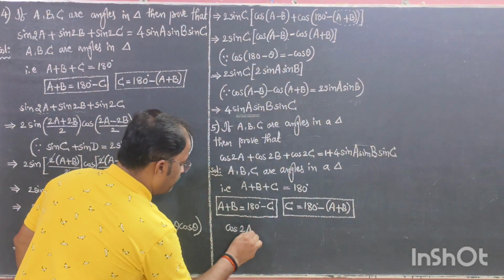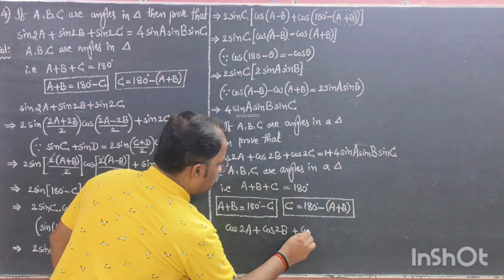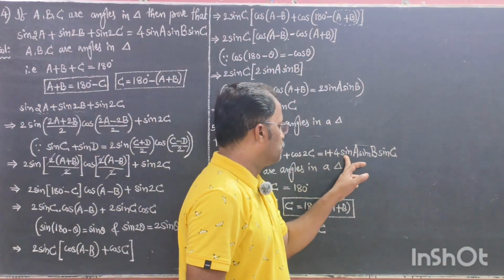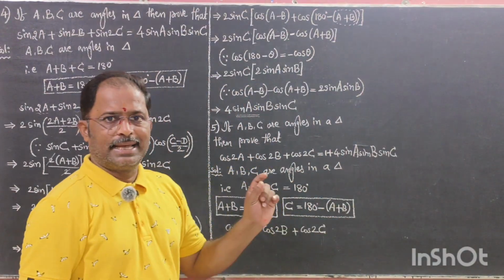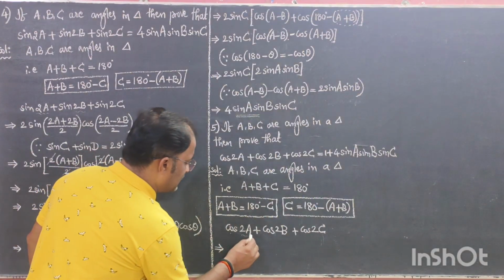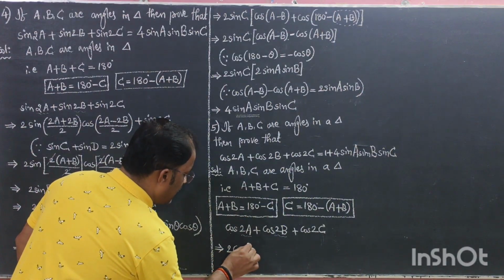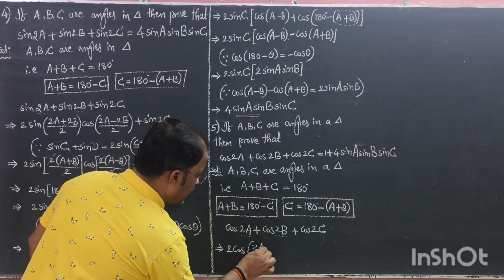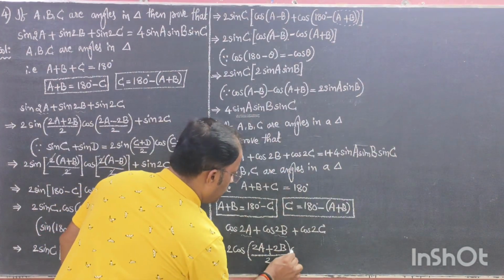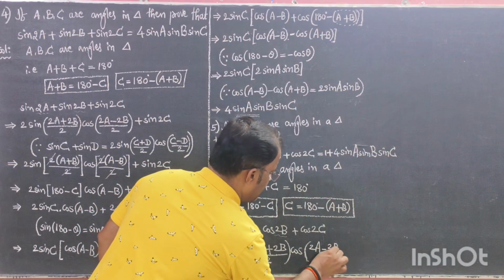Cos 2A plus cos 2B plus cos 2C, and we have to prove that the answer is 1 plus 4 sin A sin B sin C, right? Okay, so again the same formula, cos C plus cos D. Cos C plus cos D means 2 cos of (C plus D)/2, where C is 2A and D is 2B, so (2A plus 2B)/2, into cos of (C minus D)/2, which means (2A minus 2B)/2.